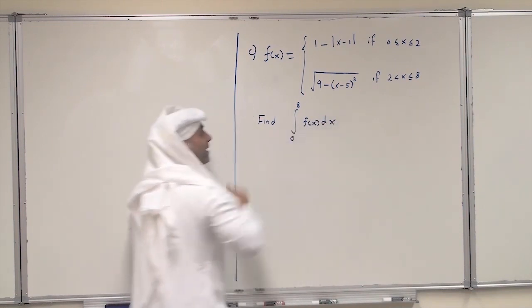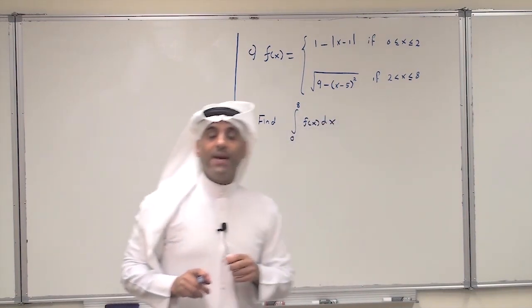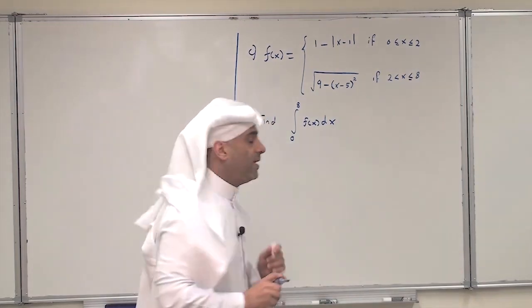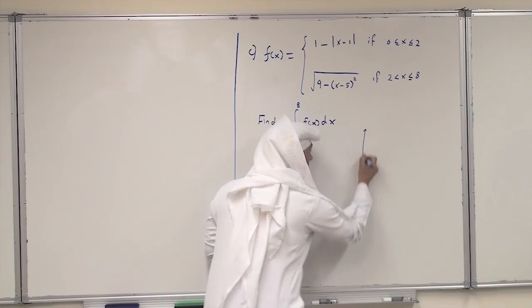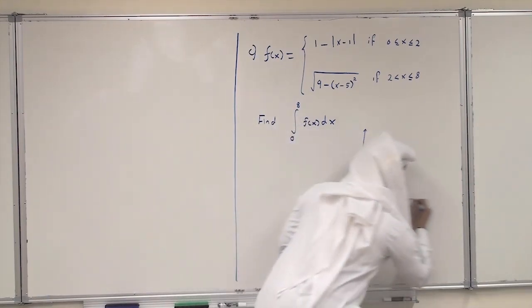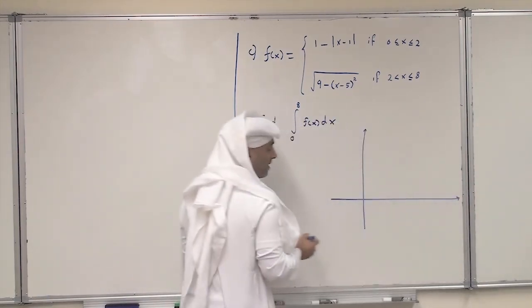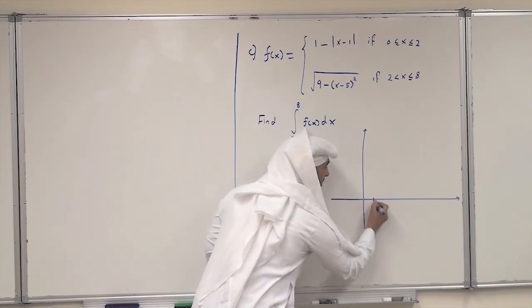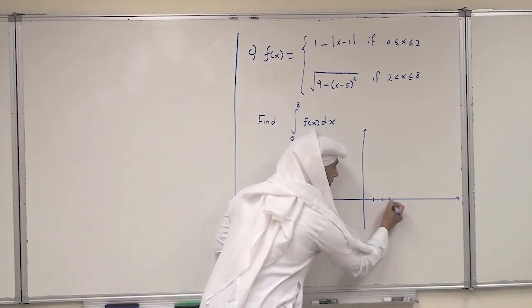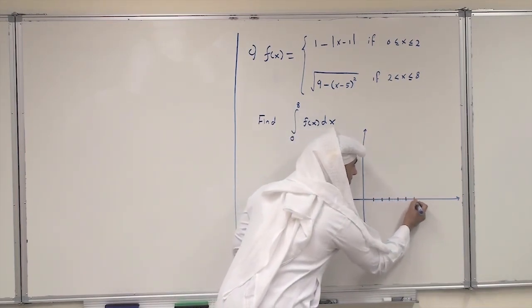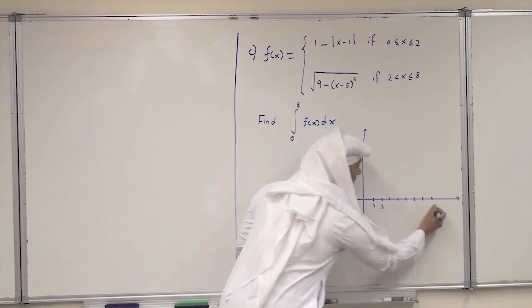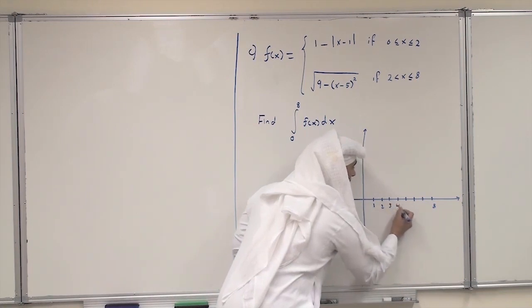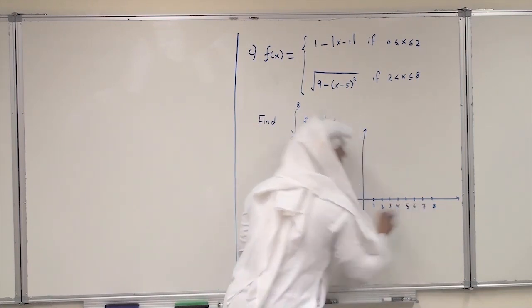Now, how to calculate the integral here? By using areas. That's our target. So let us try to sketch the graph of the function here. We have the y-axis here, we have the x-axis, something like this. Try to sketch the graph of the function. We have here 1, let us say this is 2, 3, 4, 5, 6, 7, 8. Okay, so this is 1, 2, up to 8 here, 3, 4, 5, 6, and 7.